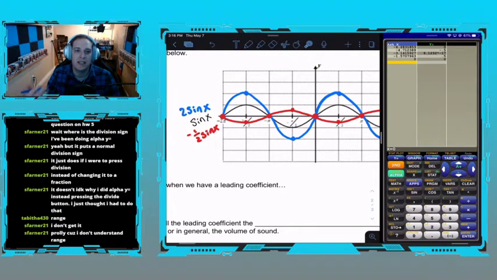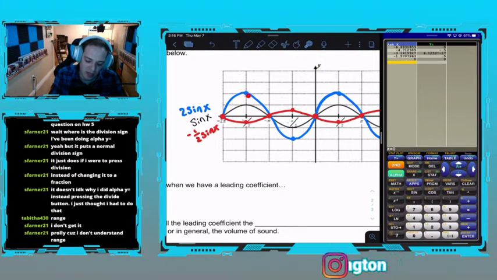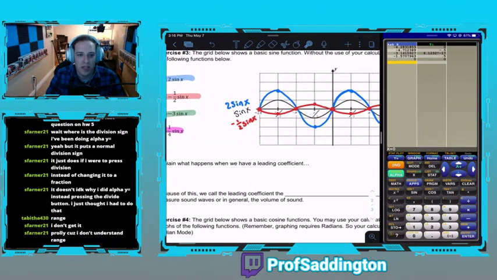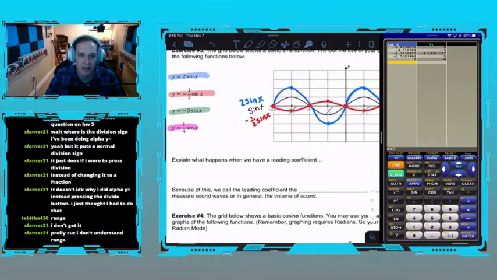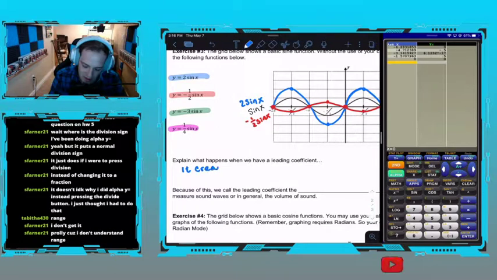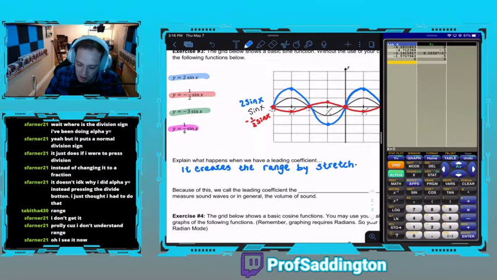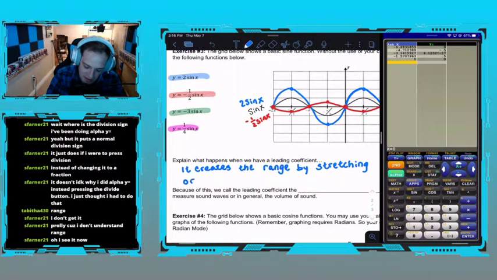Range is asking you to find the largest and smallest y value. So this 2 out front will tell you what the largest y value is, which is at positive 2. But it's also going to tell you the smallest y value, which is down here at negative 2. So when you're looking for it, it says explain what happens when we have a leading coefficient. It creates the range by stretching or compressing the function.